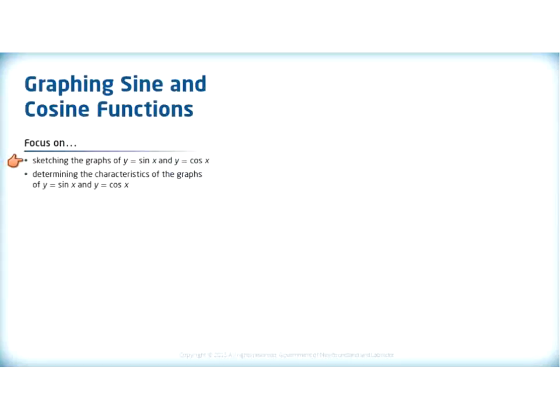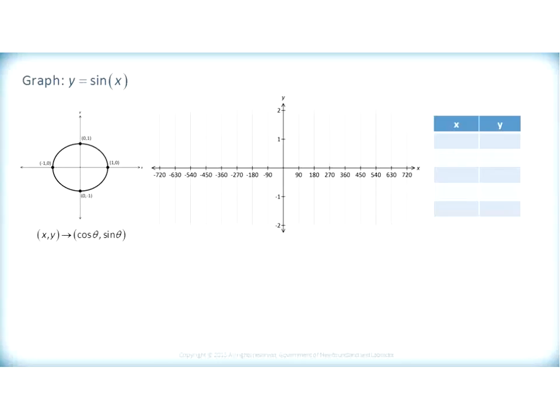We will focus on sketching the graphs of y equals sine x and y equals cosine x, and we will determine the characteristics of these graphs. We will begin by graphing y equals the sine of x, using degree measure. In the next slide, we will graph y equals the cosine of x, using radian measure.